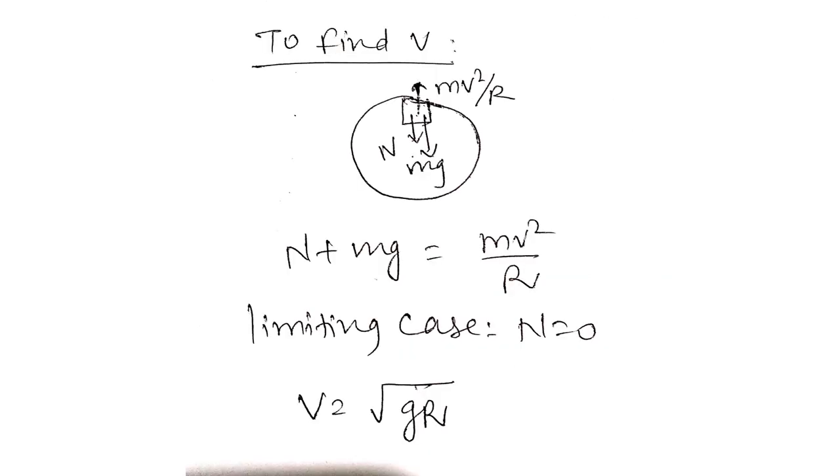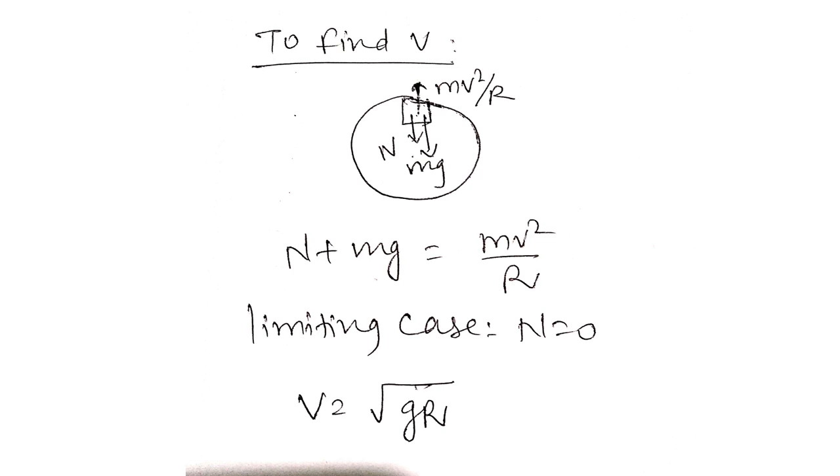Now in order to find v, we will draw the free body diagram of the body at the topmost position of the loop. As I have drawn it, the normal is acting downward, gravity is acting downward, and the centripetal force is acting in the upward direction. I have just equated the force on both sides. It comes out to be N plus mg equal to m v square upon r. So in the limiting case, the normal reaction will be zero.